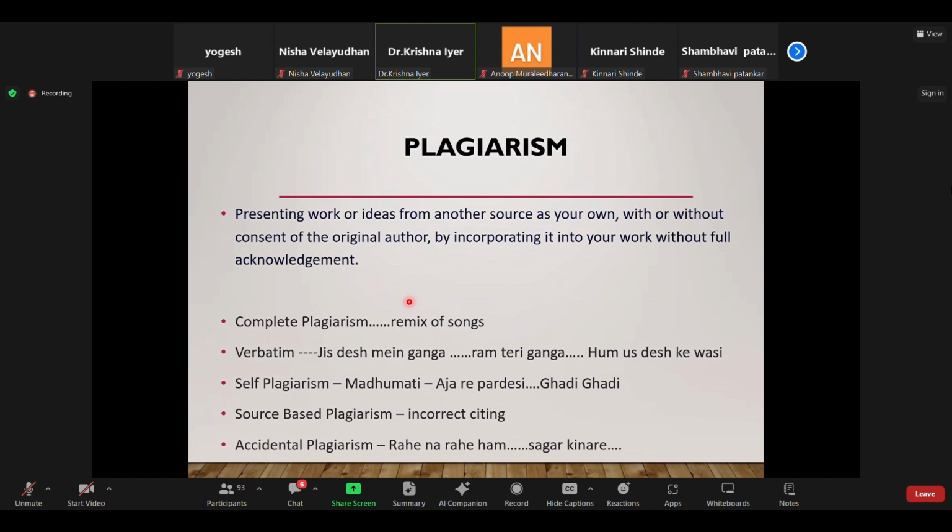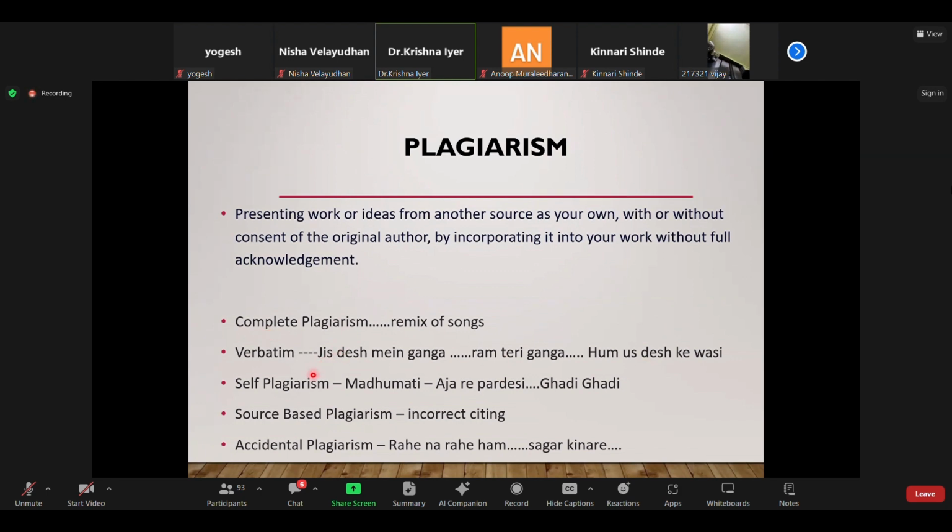Okay. An example of this, again, if you look at the world of music, is if you remember an old movie, Jis Desh Mein Ganga Bahti Hai, and a newer song, Ram Teri Ganga Maili, both have this one sentence, Hum Us Desh Ke Vasi Hai. Okay, so Ram Teri Ganga Maili, which came almost 30 years after that old one, has actually used this sentence. But I don't know whether they actually acknowledge the fact they took it from this other song.